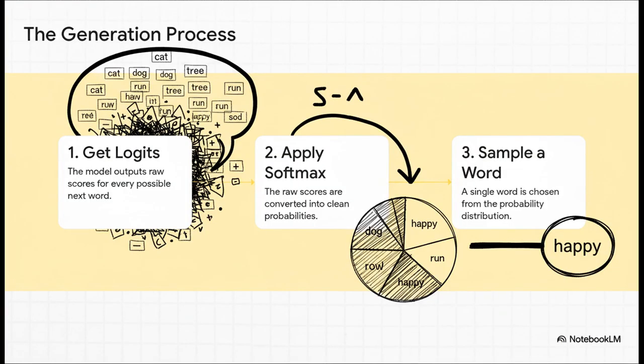First, the model generates a raw preference score for every single word in its vocabulary. These scores are called logits. Second, a little function called softmax comes in and tidies up those scores, turning them into clean probabilities that all add up to 100%. And then, finally, the model simply picks a word based on that probability distribution.